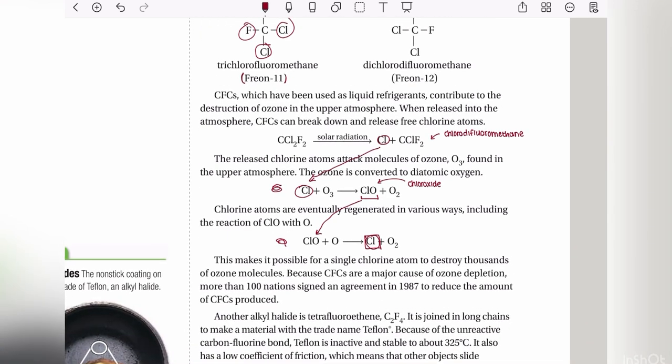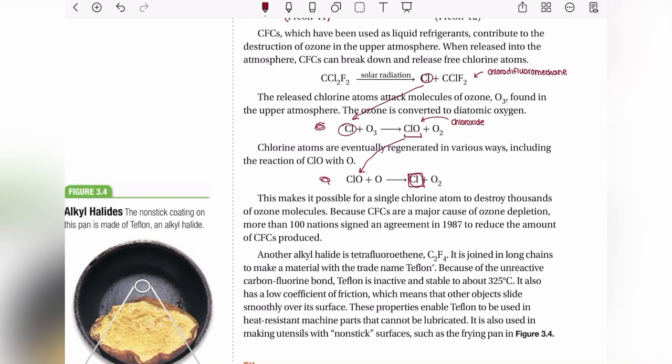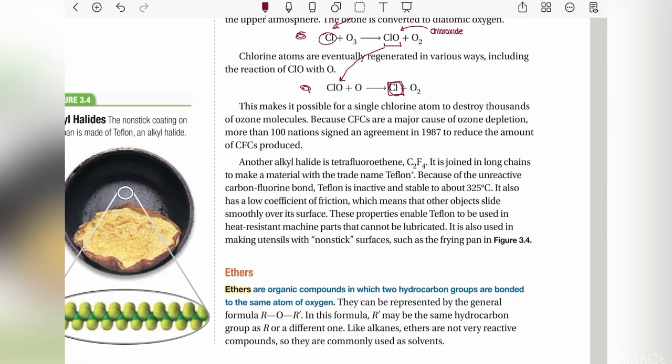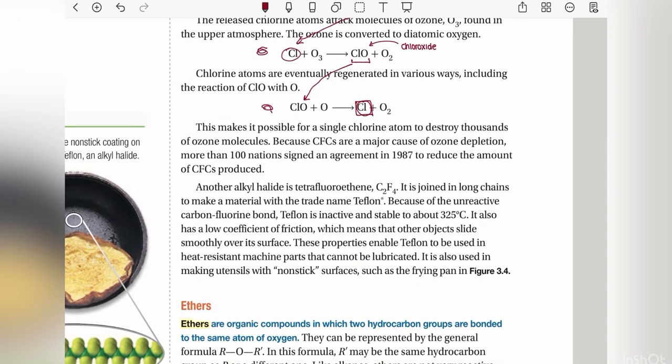And because CFCs are a major cause of ozone depletion, more than 100 nations signed an agreement in 1987 to reduce the amount of CFCs produced. Another alkyl halide is tetrafluoroethene, C2F4. Let's try and draw the structural formula for tetrafluoroethene.